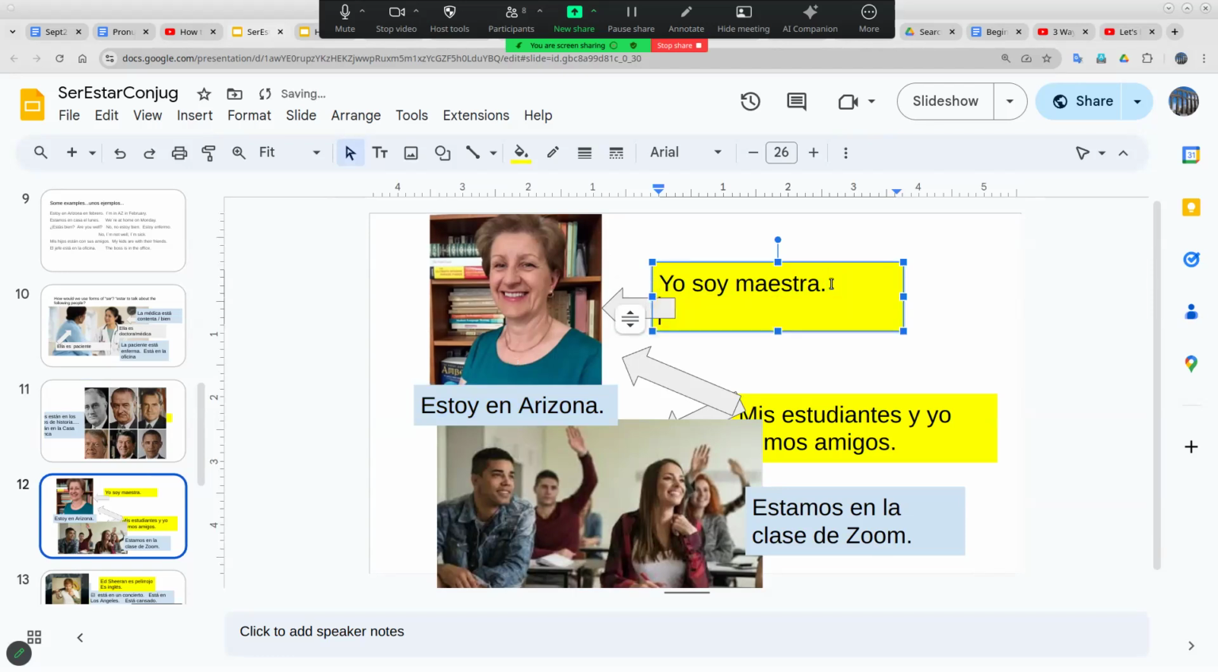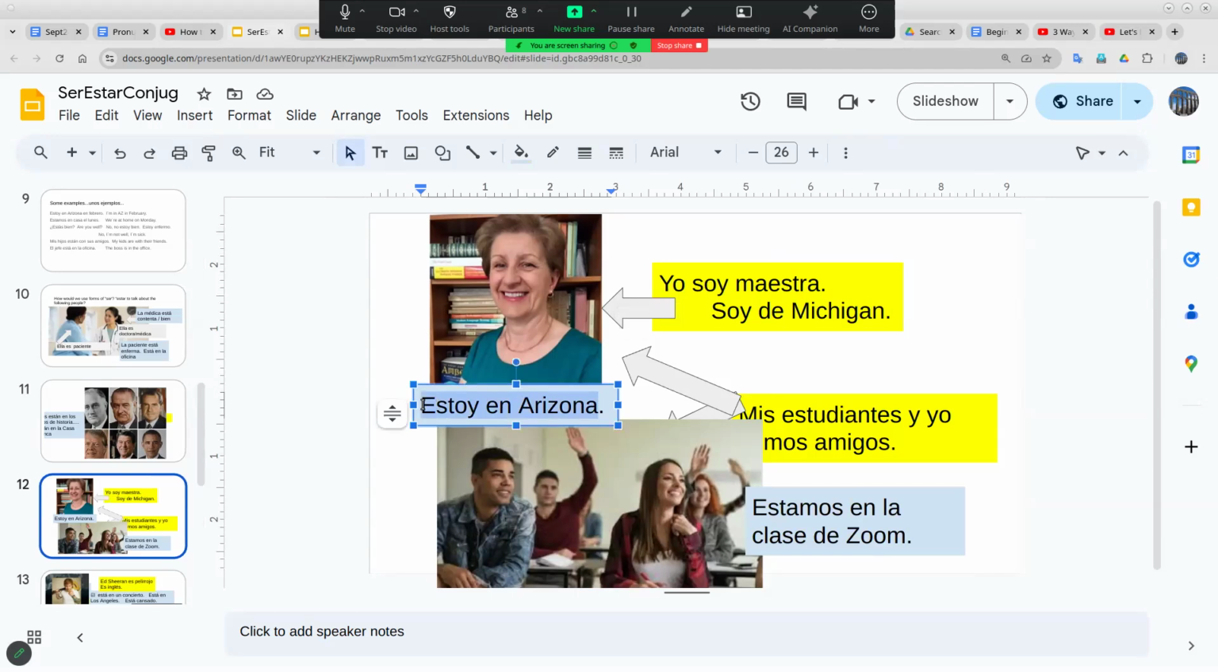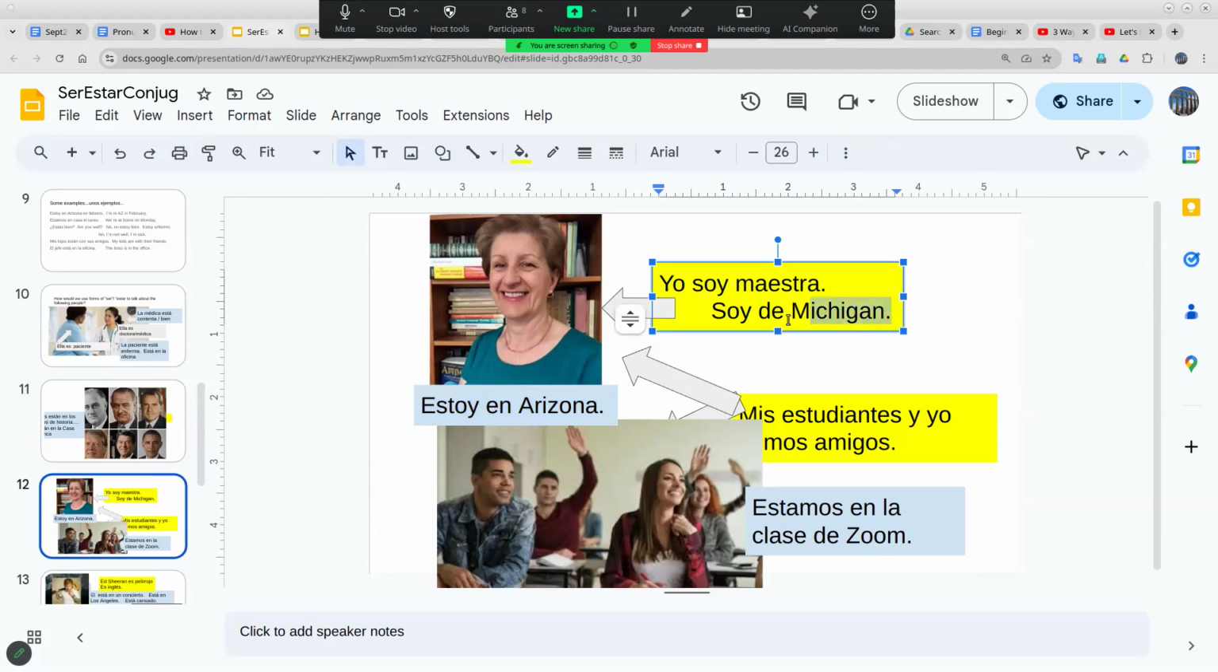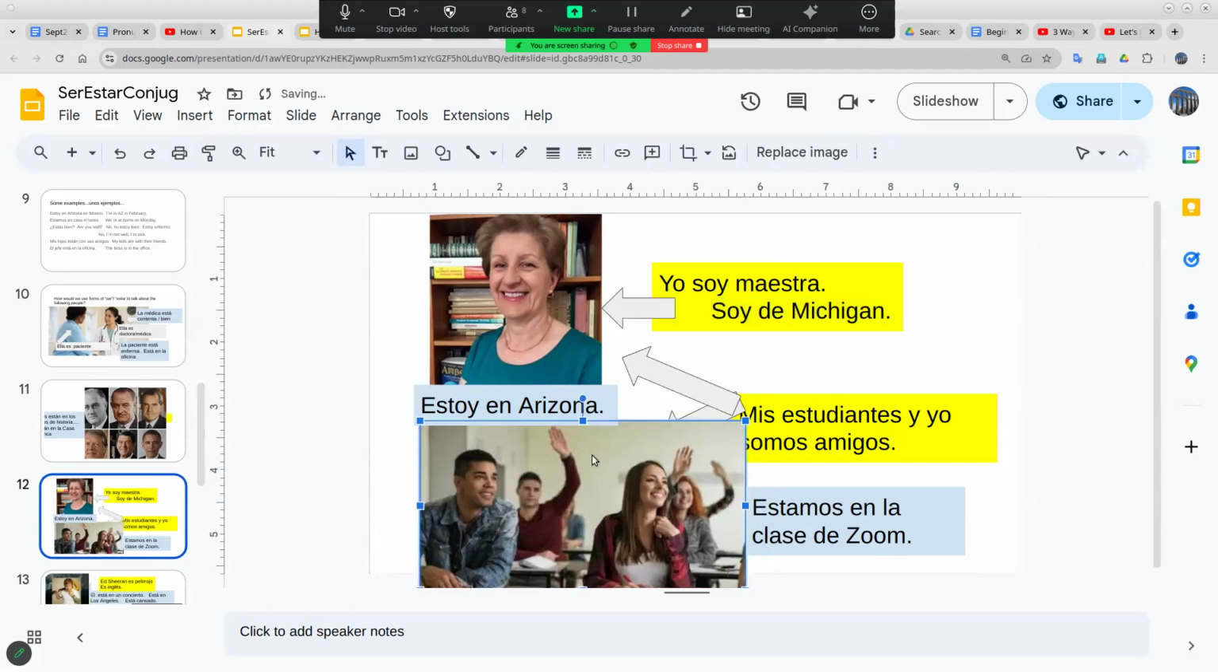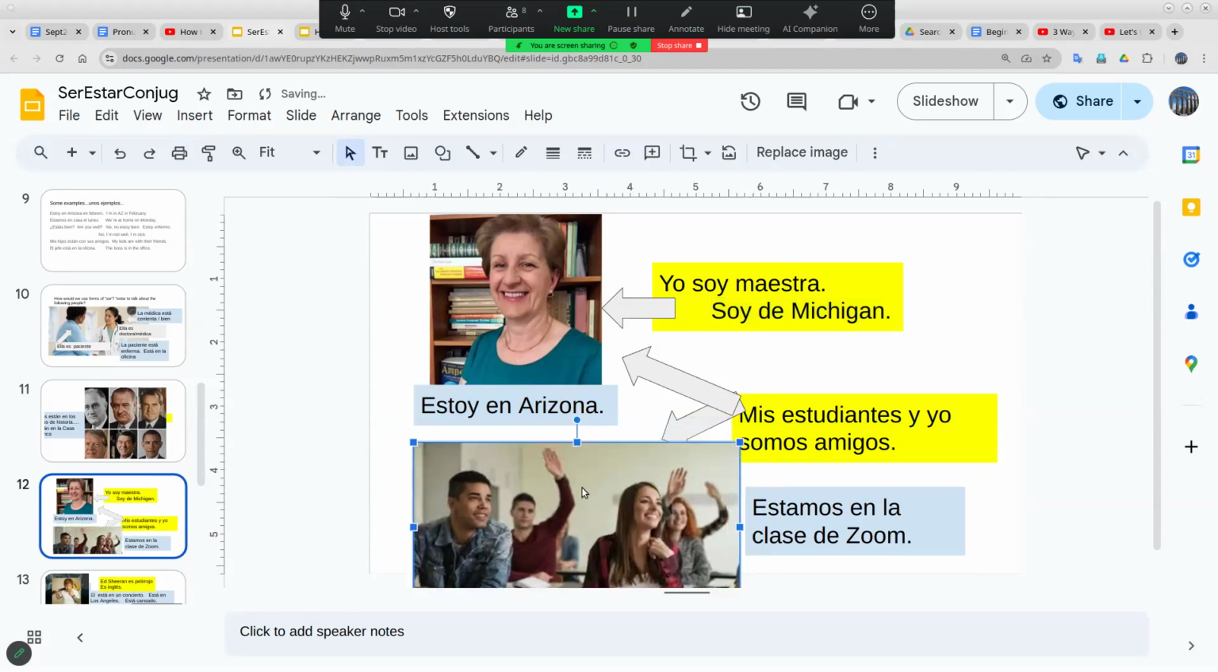I could also say that I am from a different place. I'm not there right now. I'm not located there, but originally I'm from someplace else. Soy de Michigan. Where I'm from, my origin, where I was born, that is not changeable. Where I am right now is location, but where I started out, where I was born, is something else. That is ser. Soy de Michigan. See? Bien? Okay. So you get an idea of context here.